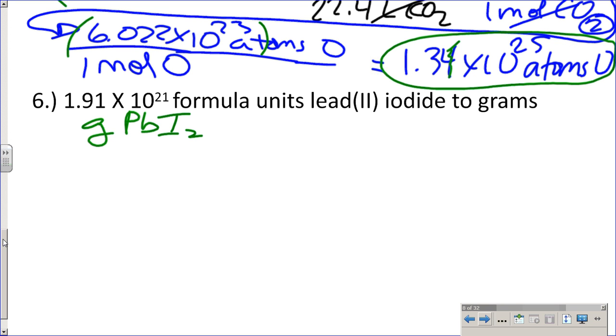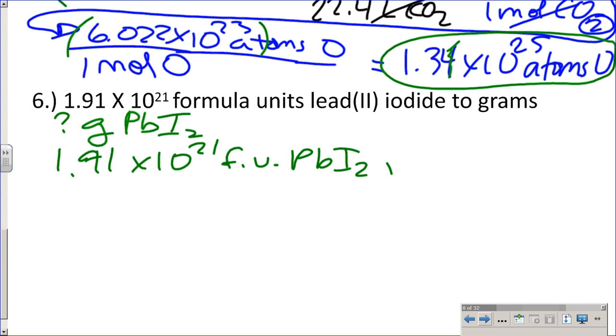Okay. Question, lead 2 iodide, starting with 1.91 times 10 to the 21st formula units of lead 2 iodide, okay? Tell me, what's next step? Is there a way to get formula units directly to grams? It is. You tell me what it is. Maybe this is a 2 or 3 step one, right? So what's our stepping stone to get something else?